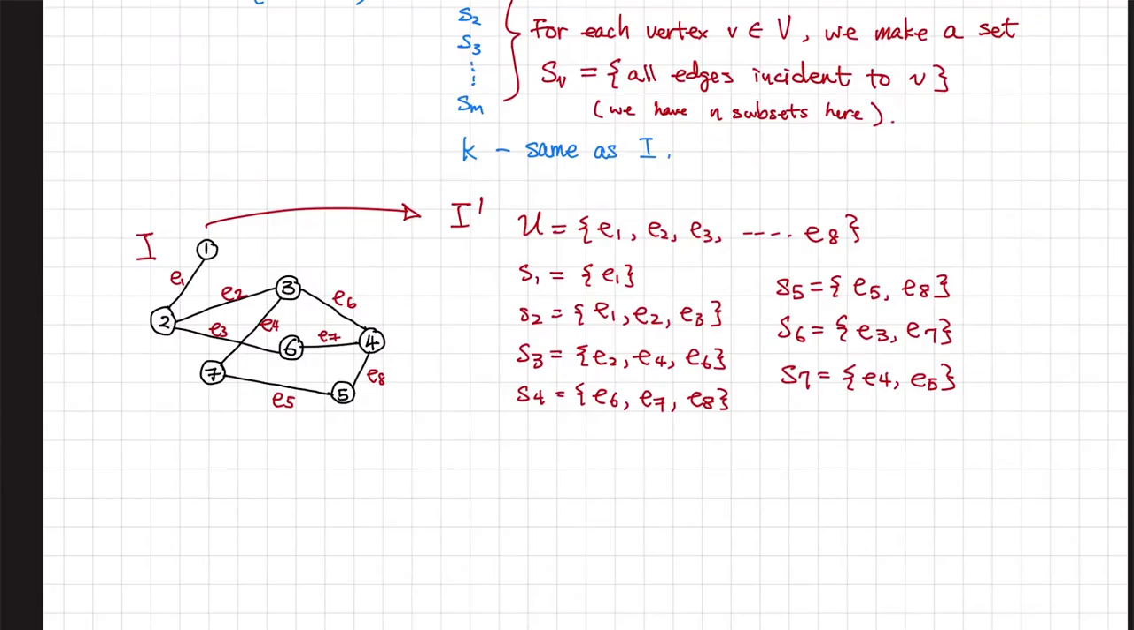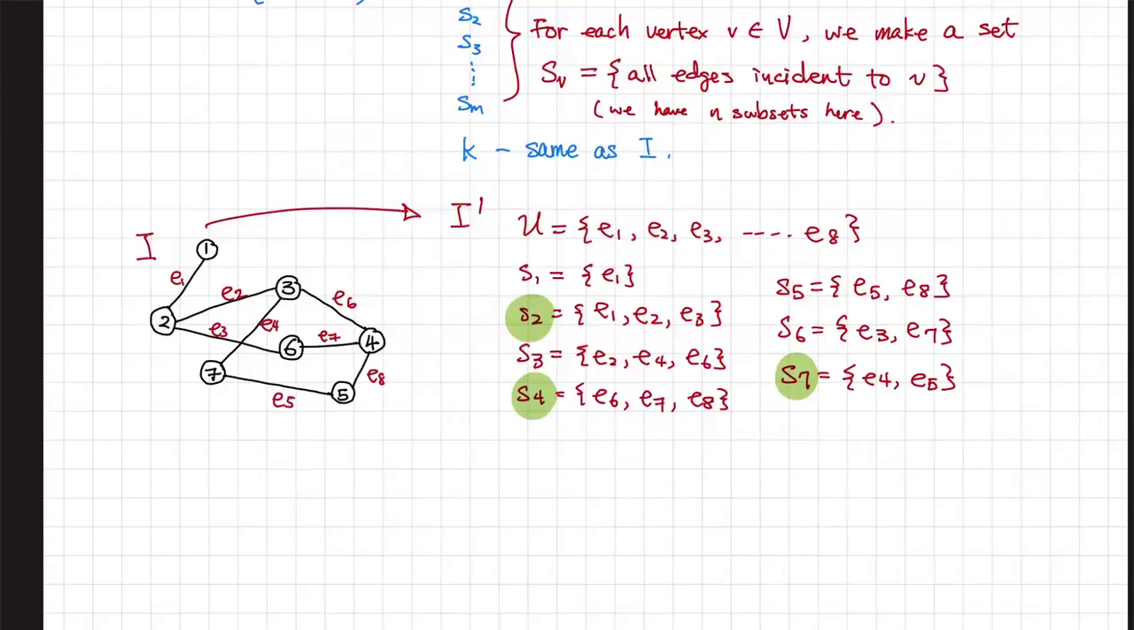Now, can you find me a set cover here? Any set cover. What is it? S2? S4? And S7. Okay, so if you look at here, if I take the union of these 3 sets, what do we get? E1, E2, E3, E4, E5, E6, E7, E8. Isn't that all the elements in the universal set?